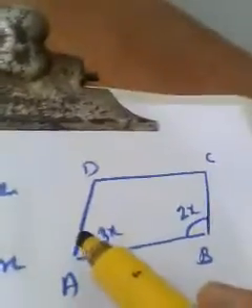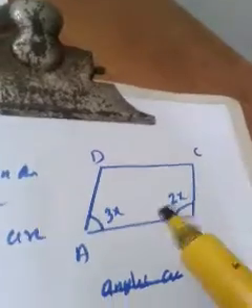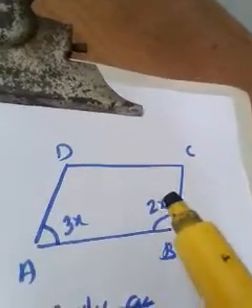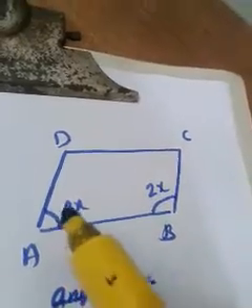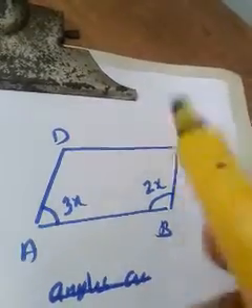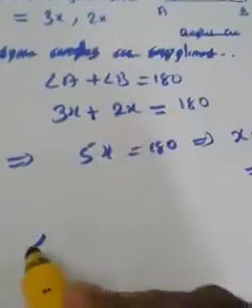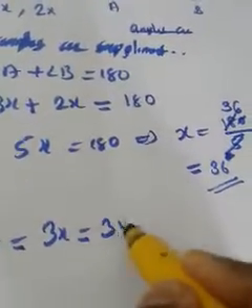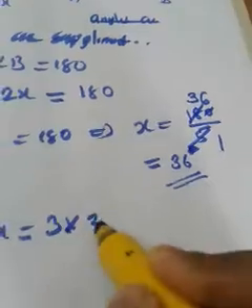Now, so actually what is the question? The question is not to calculate the value of x. We have to calculate the measure of each angle of the parallelogram. That means you are supposed to calculate angle A, angle B, angle C and angle D. Okay. Then now it is the time to calculate angle A. What is angle A? 3x. That implies 3 into x. What is x? 36. No? Any problem? No.